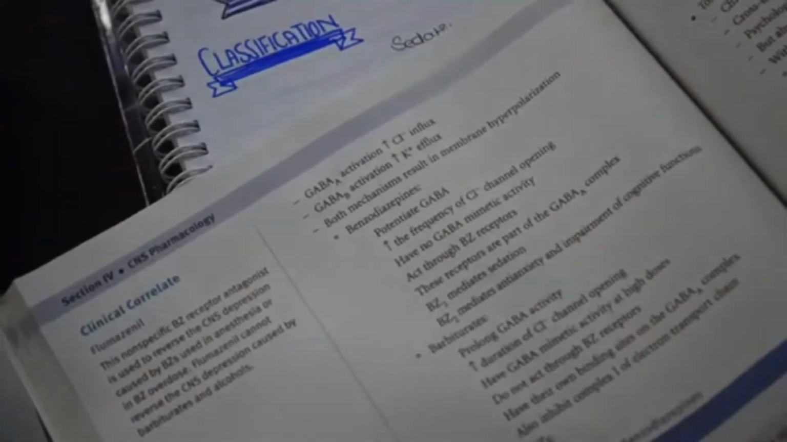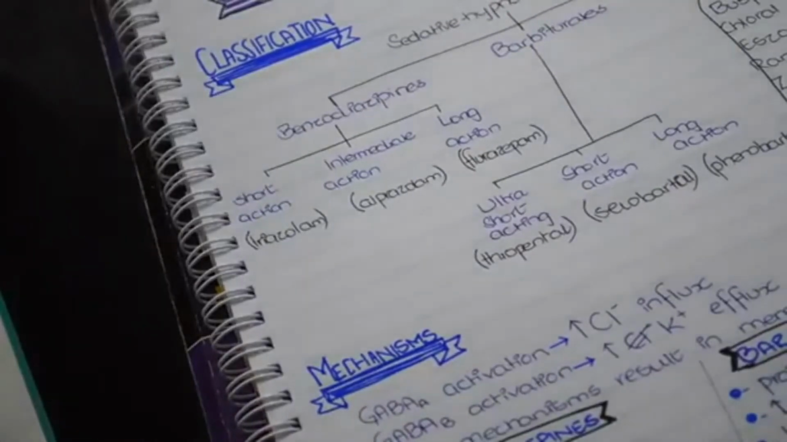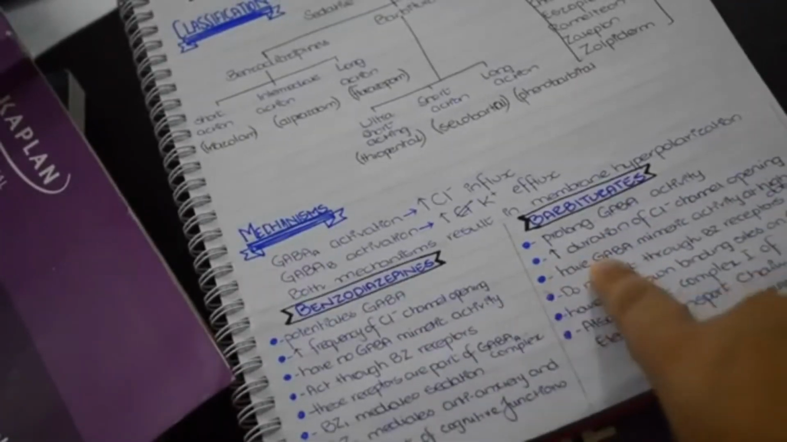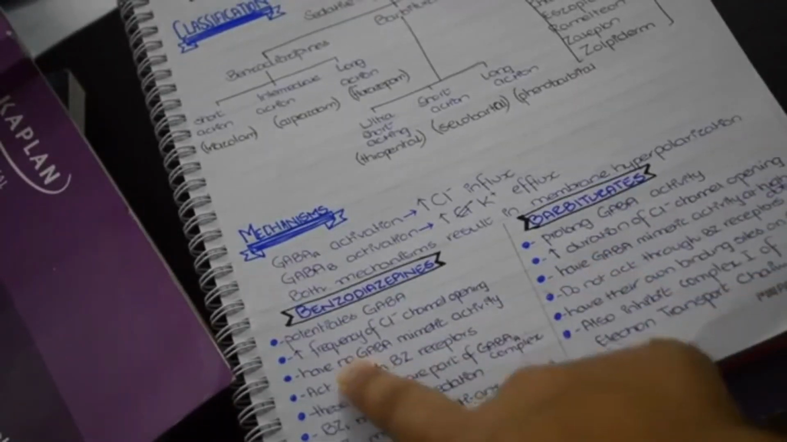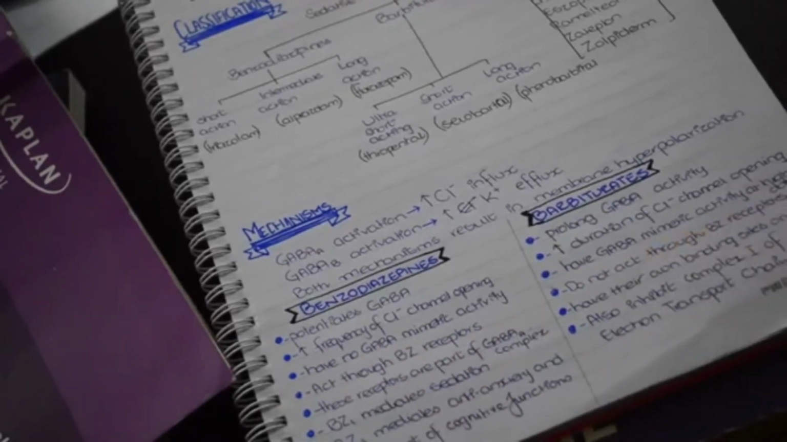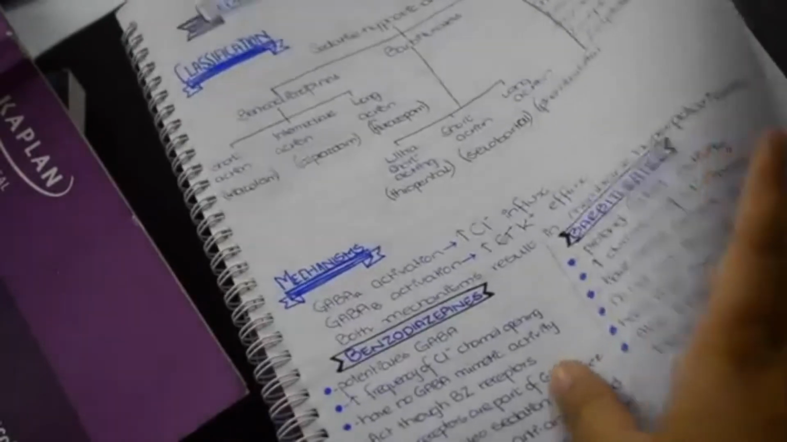So what I did, I made a table instead. In my notes, I made a table like this. It potentiates GABA, it prolongs GABA activity, have no GABA mimetic activity, have GABA mimetic activity. So that's a comparison of this. This is what I did from Kaplan.